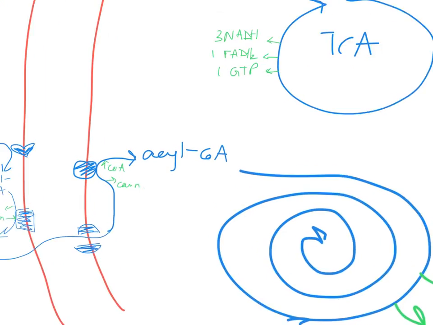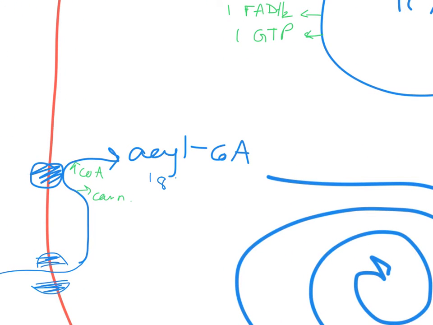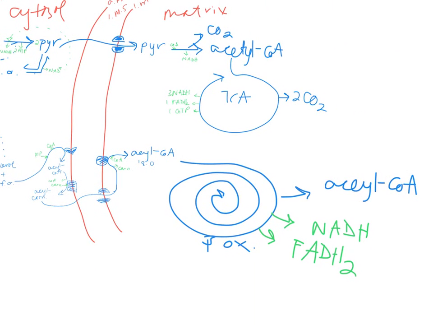If this acyl-CoA was 18:0, I would get 9 acetyl-CoAs, and I'd get 18 divided by 2, which is 9, minus 1, which is 8 of these, and 8 of these. And of course, I'd have to put a whole bunch of CoA in. No, 8 CoAs, because I start with a CoA.